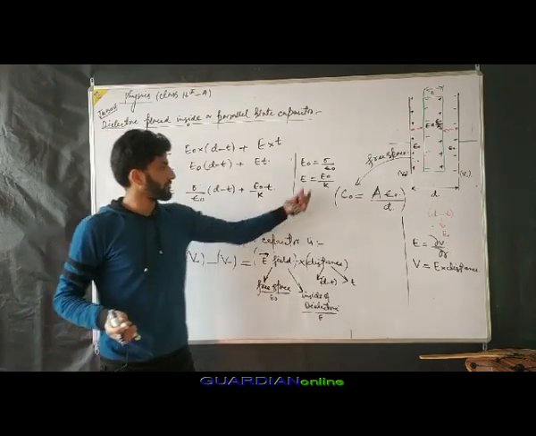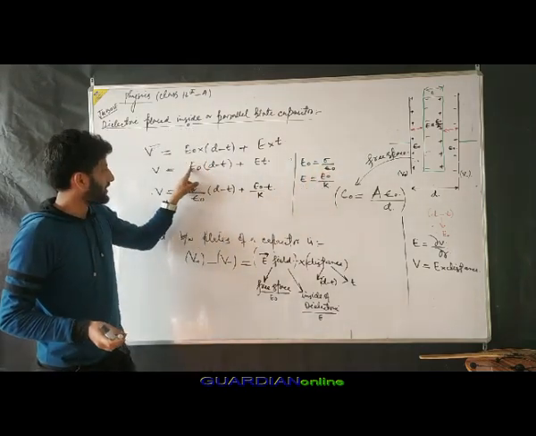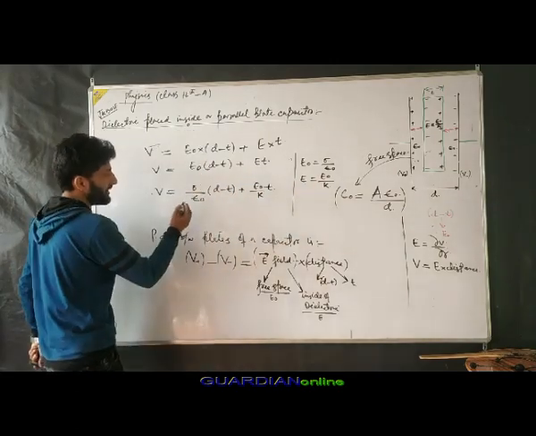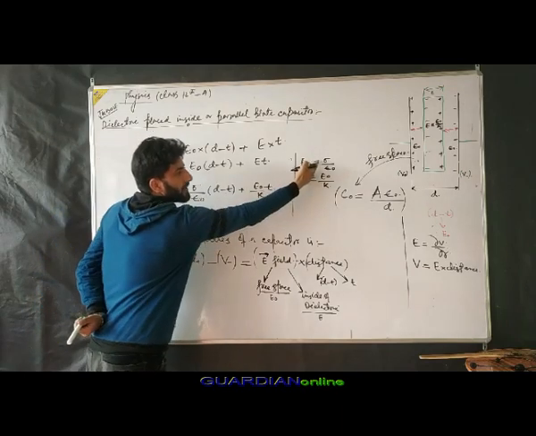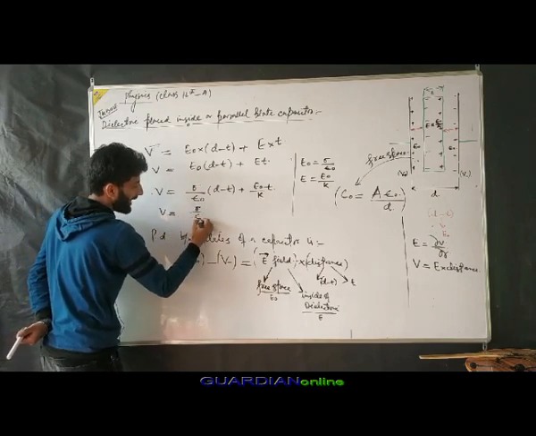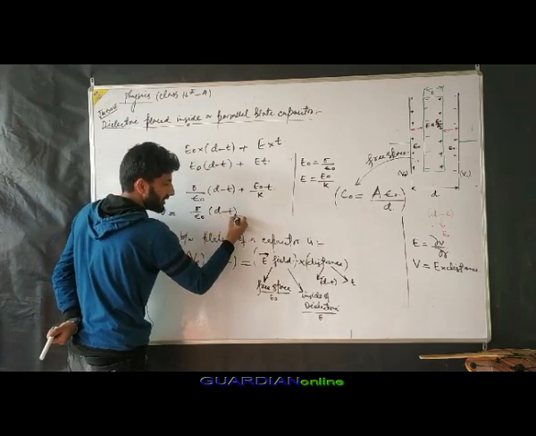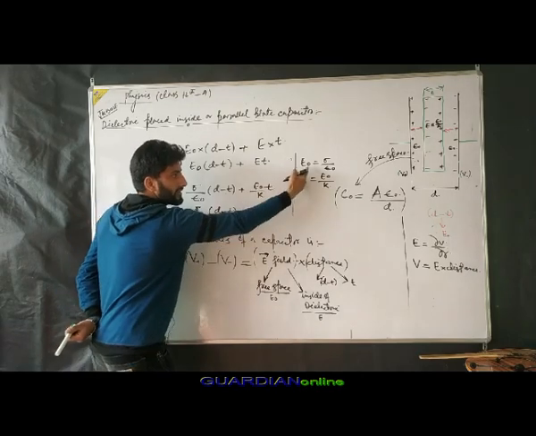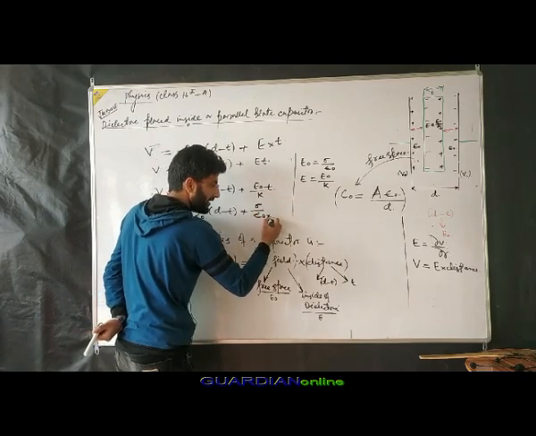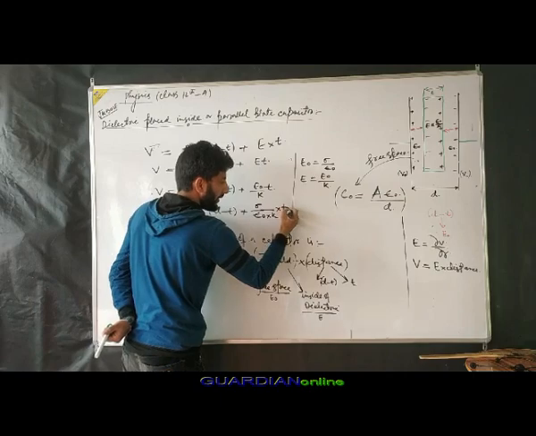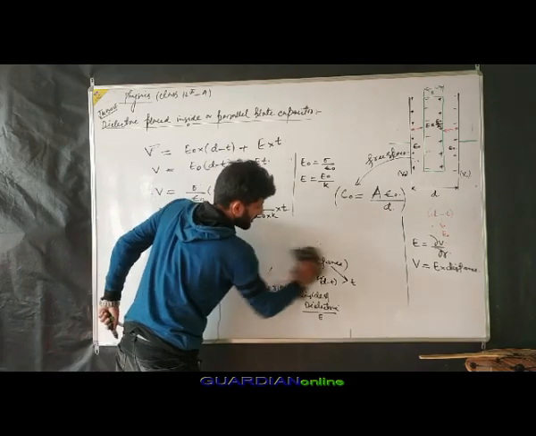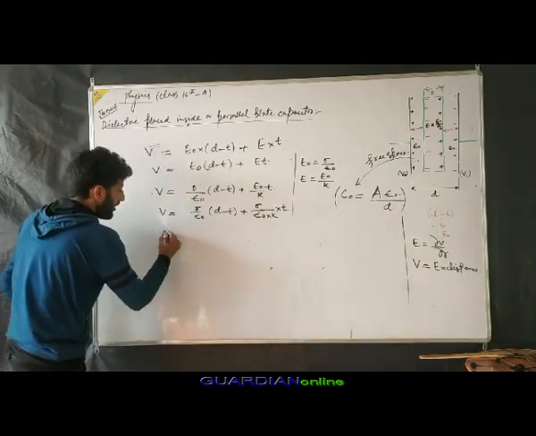E naught equals sigma by epsilon naught, and E is simply E naught by K. Now I will say this very simply: E naught is equivalent to sigma by epsilon naught, and we can replace this E naught as well. So V, that is, sigma divided by epsilon naught into D minus T, plus E, which is again E naught, that is sigma by epsilon naught, and then you divide it by K, and multiply by T. Very simple equation.